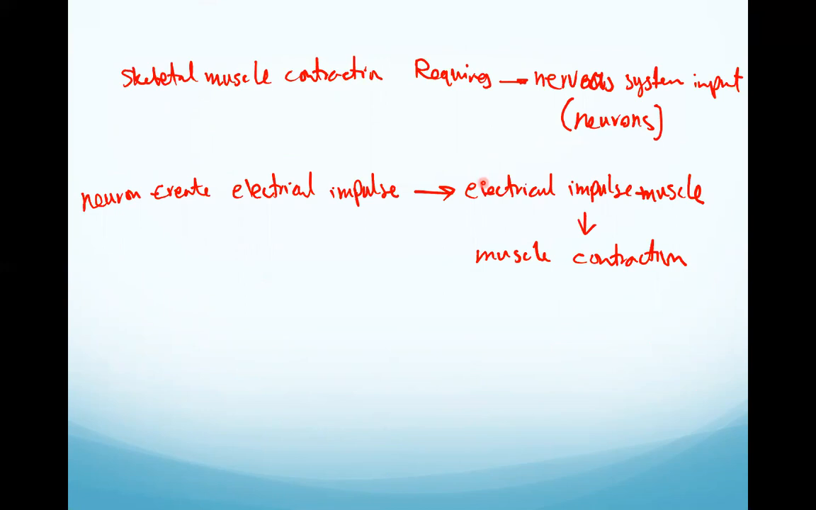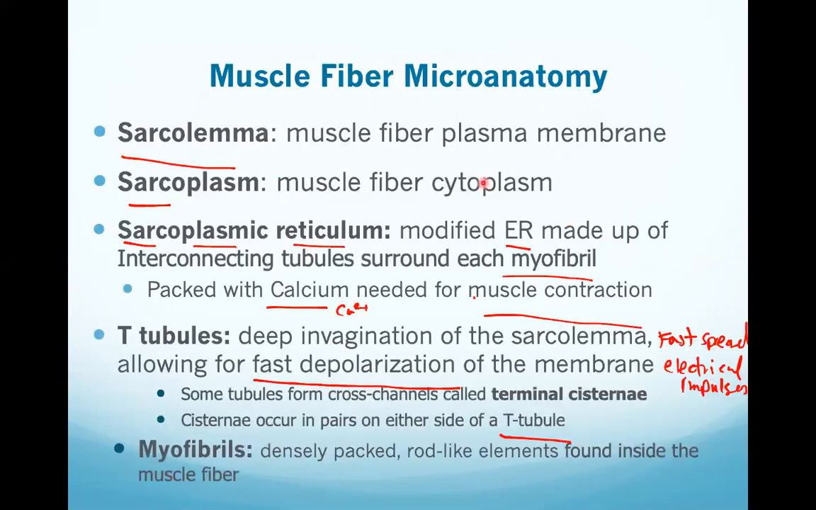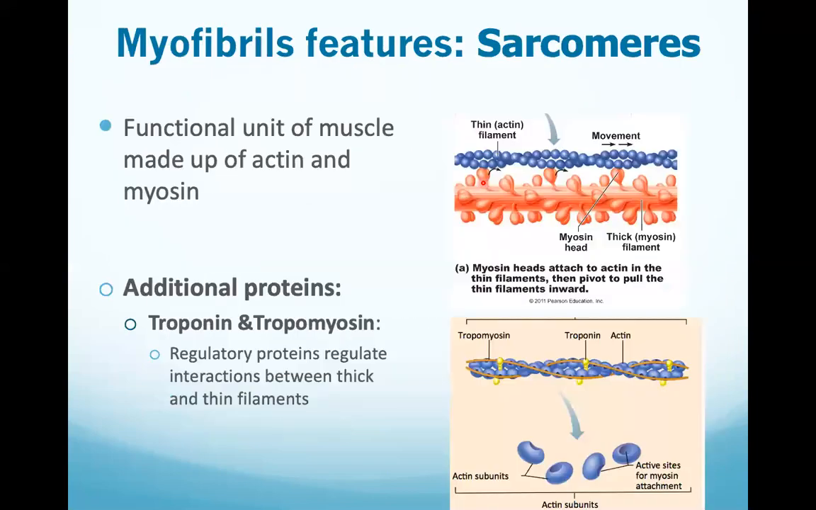So what is happening to a muscle when it's relaxed? How are the actin and myosin in relation to each other when the muscle is relaxed? And how does that relationship between actin and myosin change when there is the electrical impulse that is allowing the muscle to contract? So let's go ahead and take a look at that.